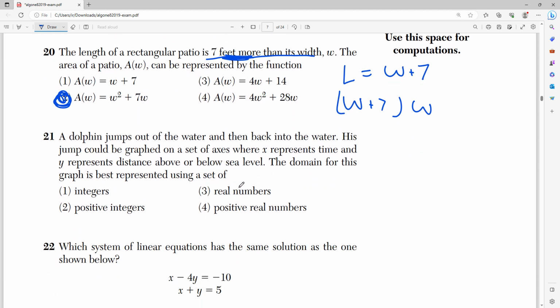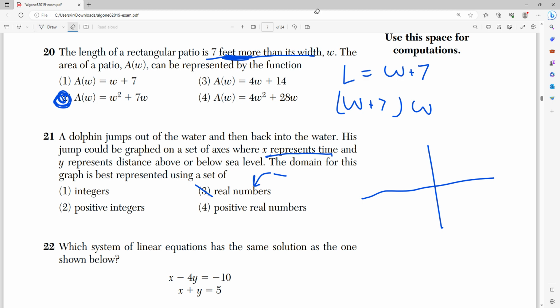Number 21 says the dolphin jumps out of the water and then back into the water. His jump could be graphed over a set of axes where x represents his time and y represents his distance over the water. The domain for this graph can be best represented using a set of what? Well, I'm going to automatically cross out real numbers, because real numbers include negative numbers. You can't have a negative time. Think about it: his jump could be graphed where x represents his time, so how can you represent -1 seconds? What does -1 seconds mean?